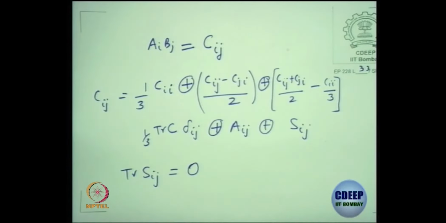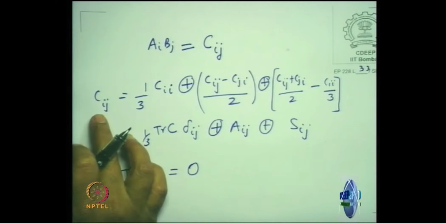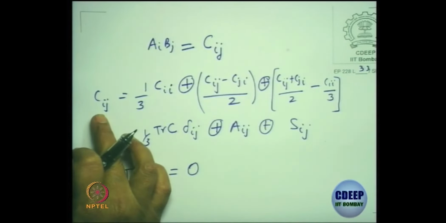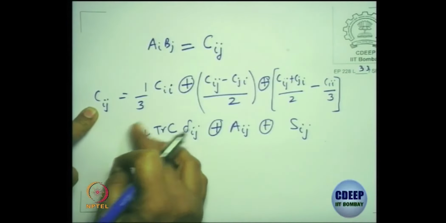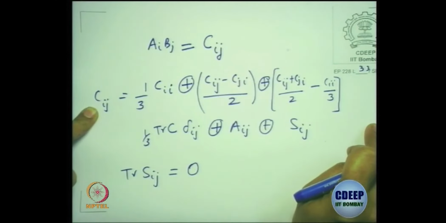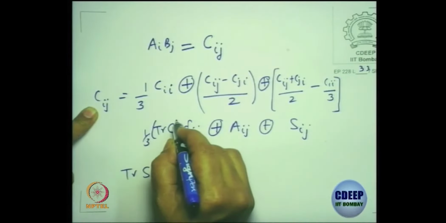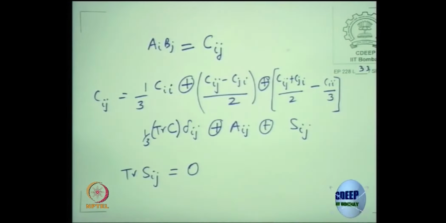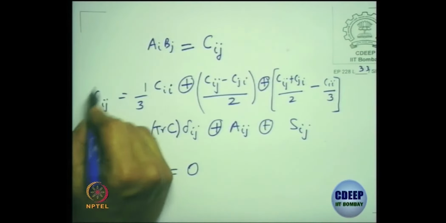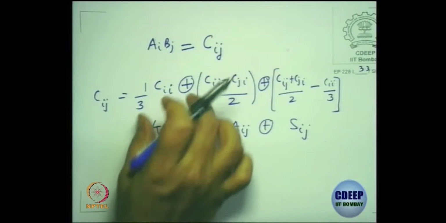So what did I do? I just rewrote the same element, which was on the left hand side a reducible element. I resolved the same element into 3 pieces, delta ij, yeah, I put it as trace C times delta ij so that the ij elements are ticked. So I have just written any component formally as a sum of pieces.